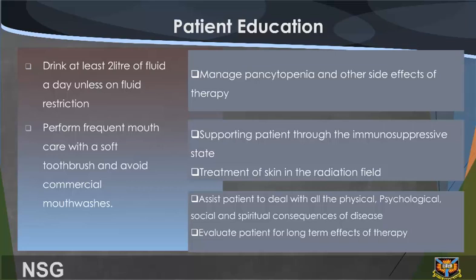Perform frequent mouth care with a soft toothbrush and avoid commercial mouthwashes. Manage pancytopenia and other side effects of therapy. Supporting patients through the immunosuppressive state. Treatment of skin in the radiation field. Assist patients to deal with all the physical, psychological, social, and spiritual consequences of disease. Evaluate patients for long-term effects of therapy.